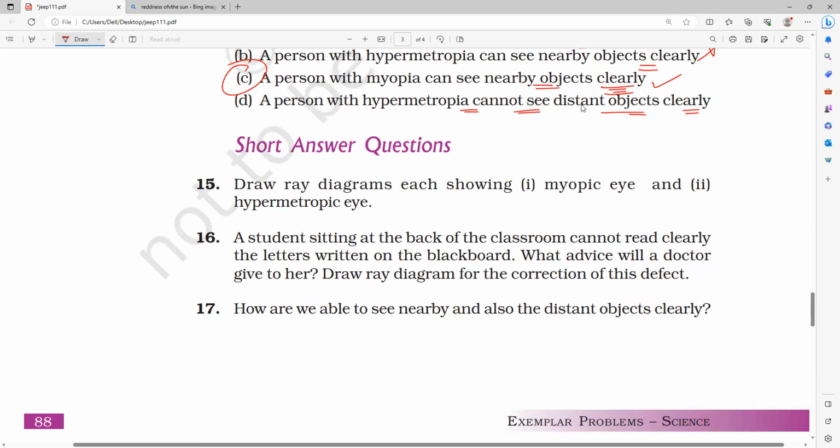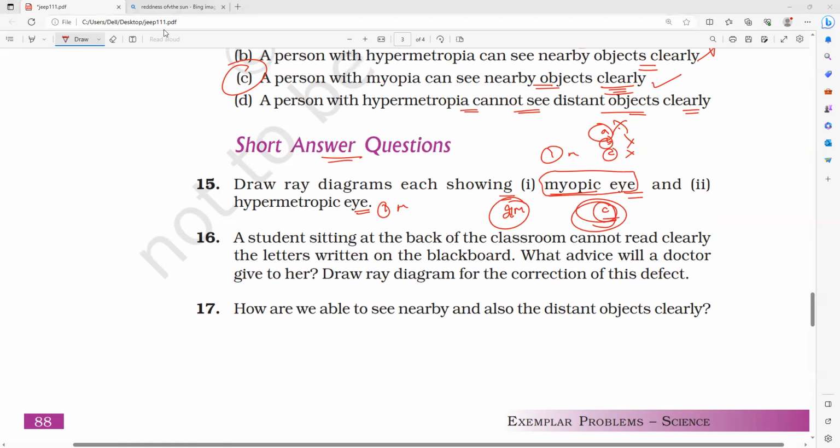Next, draw ray diagrams showing the myopic eye as well as the hypermetropic eye. I already told you, if it is a 1 mark question each, and suppose it is a 2 mark question, only the C diagram alone you draw. If they ask for the myopic eye alone, then you draw all of A, B, C. If they ask for 1 mark each, this is a short answer question, so you cannot waste time by writing all of A, B, C. Only the correction diagram alone you have to draw. Clear, everybody?